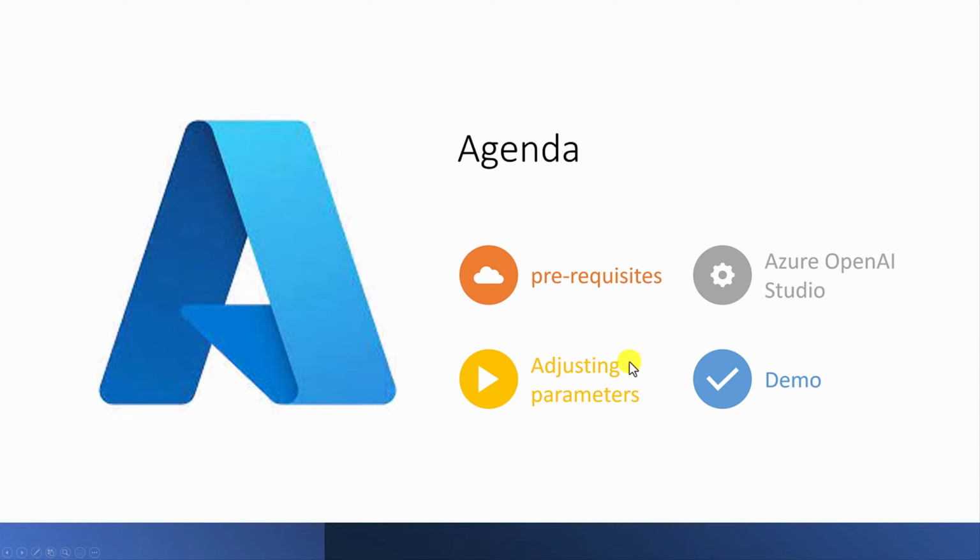Third topic, adjusting parameters. What are these parameters and how can they be adjusted to improve the performance of an OpenAI model in a specific use case. Finally, one quick demo of OpenAI Studio. Let's start.